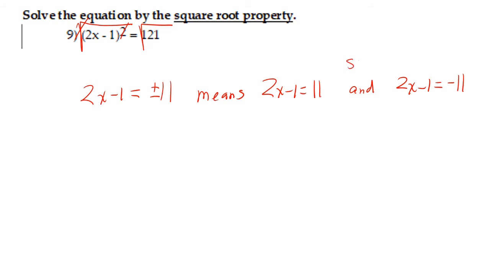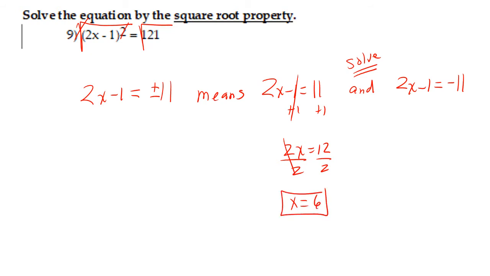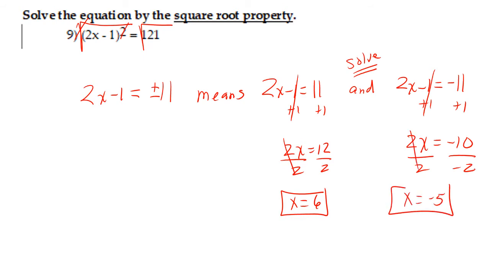So you will need to solve for x in both of these. So I will add 1, and I have 2x equals 12, and I divide by 2. So x is equal to 6 is one solution. When I do the same process on the second example, 2x will equal negative 10, and x will be negative 5. So those are my two solutions for this equation.